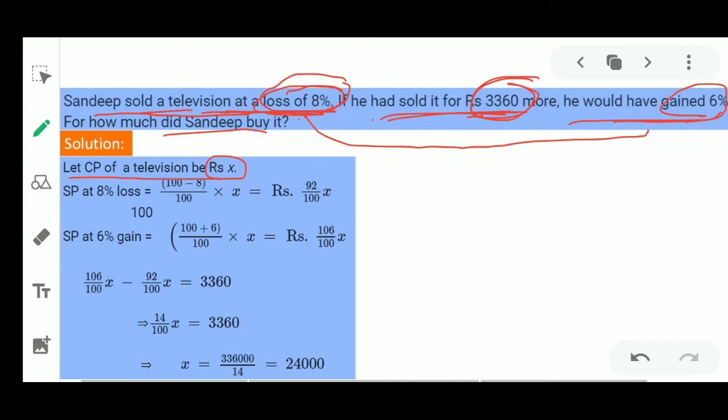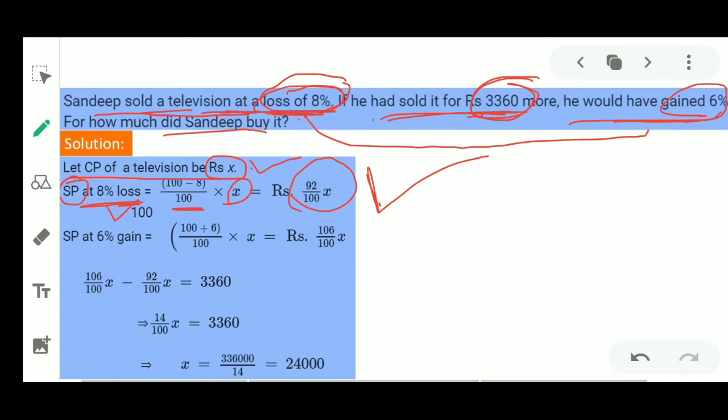That is the CP. Now selling price at 8% loss. Here we have selling price and loss percent. So SP equal to, as you know, 100 minus loss percent by 100 multiplied by CP. So now put the value, that will become 100 minus 8 by 100 multiplied by X, that is the CP. So that will become 92x by 100, that is the selling price of the television at 8% loss. Clear?